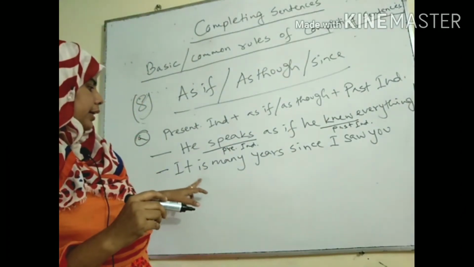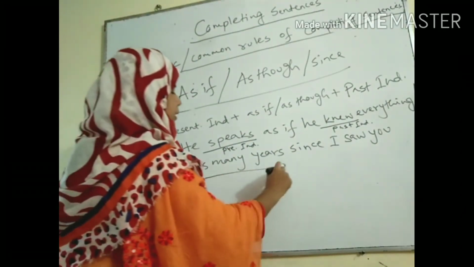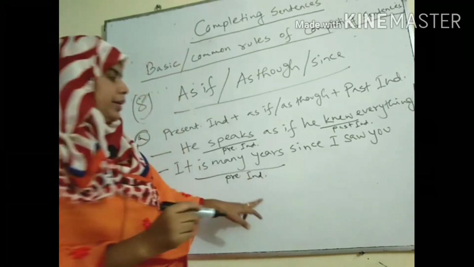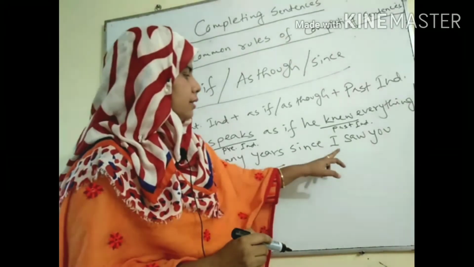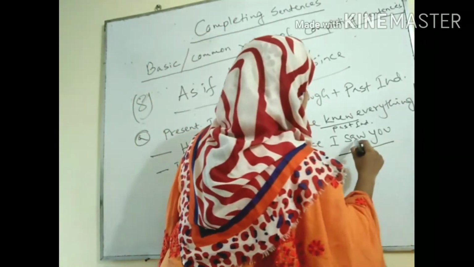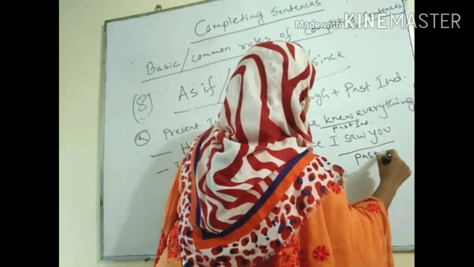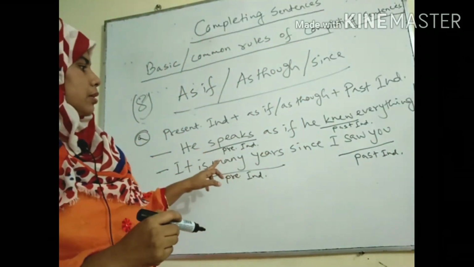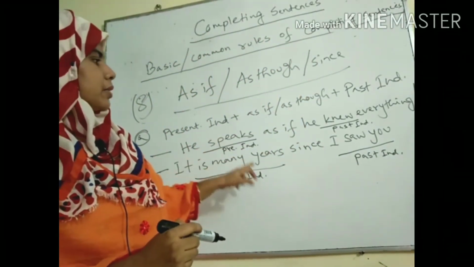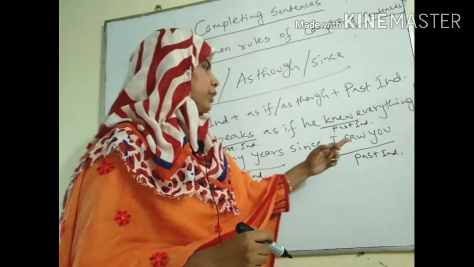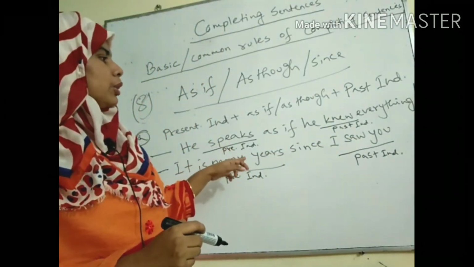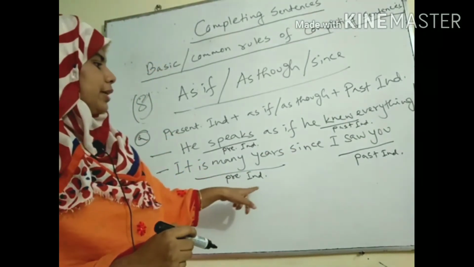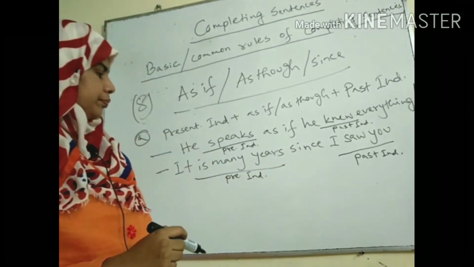And again, it is many years, present indefinite, it is many years, and after since we have to use past indefinite. Again look at the examples carefully. He speaks as if he knew everything. That means he speaks in such a way as if he knows everything, but actually he knows nothing. It is many years since I saw you.